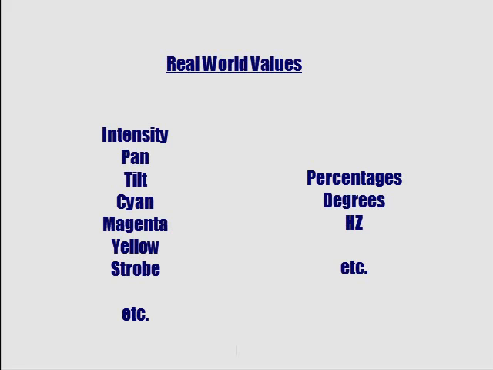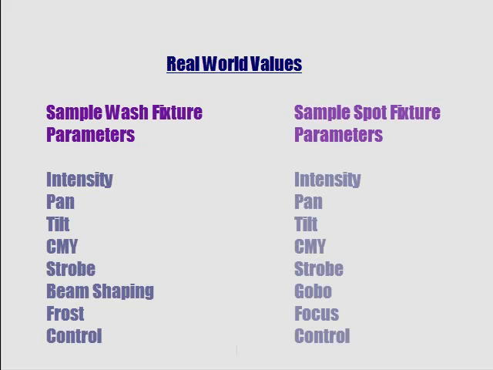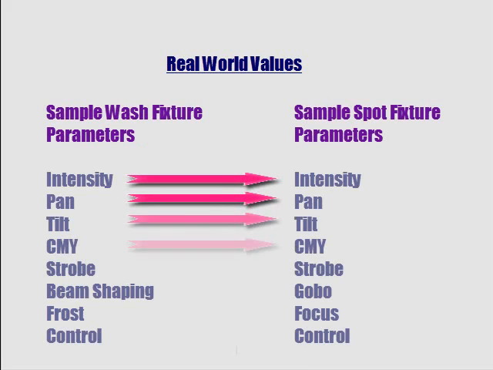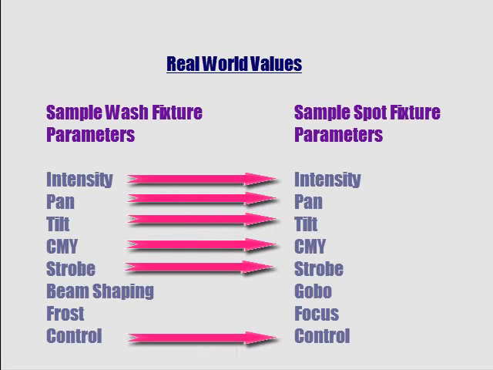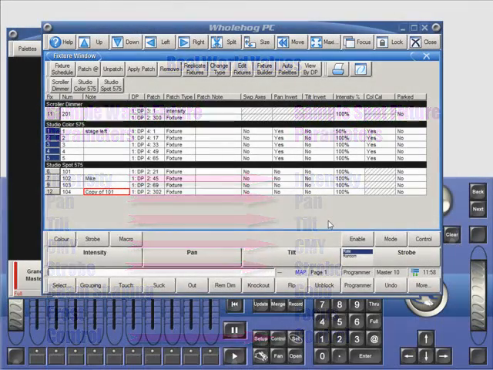Keep in mind that both units must share at least one real-world parameter in order to copy any programming. For example, if I want to change my programming for a wash fixture into a spot fixture, then parameters like intensity, pan, tilt, CMYs will most likely be transferred, but there will be no gobo information because the wash doesn't have any gobos. You can of course add gobos to your programming though.